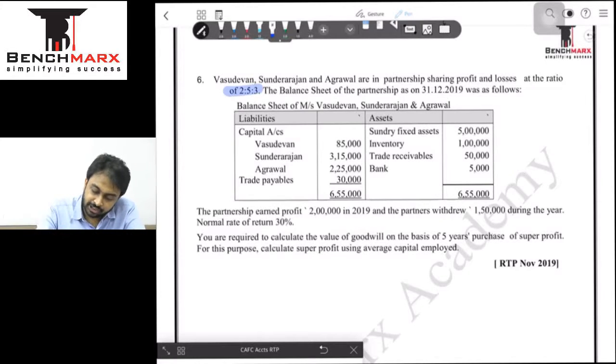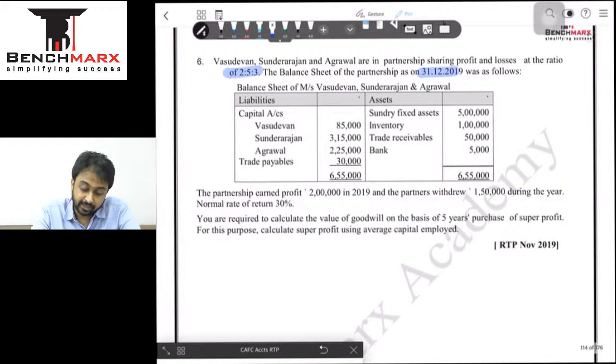ठीक है, balance sheet on 31st December 19 is as follows. So अपने को year end का balance sheet दिया है. We have the 3 capitals of V, S and A. We have creditors or trade payables, both mean the same thing. You have assets, inventories, trade receivables, that is debtors, and bank, normal. The partnership earned a profit of 2 lakhs.